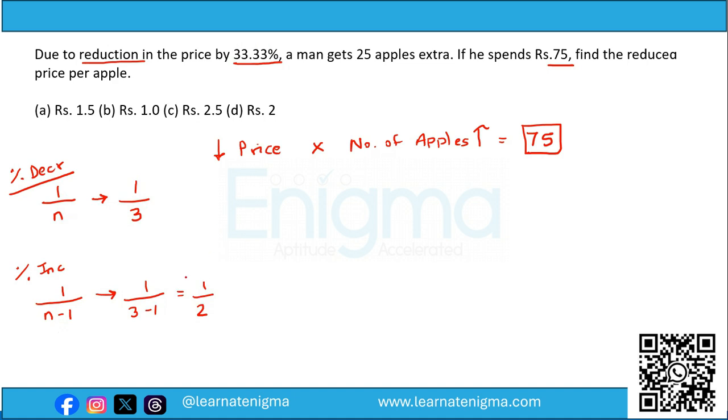Now we can use this fraction equivalent with the original quantity. Let's assume the original quantity of apples as x. So therefore, increased quantity will be x by 2.